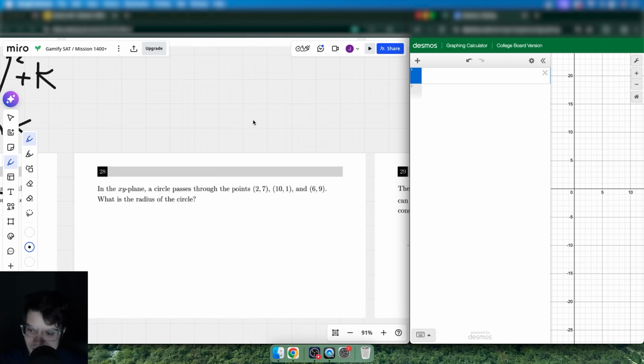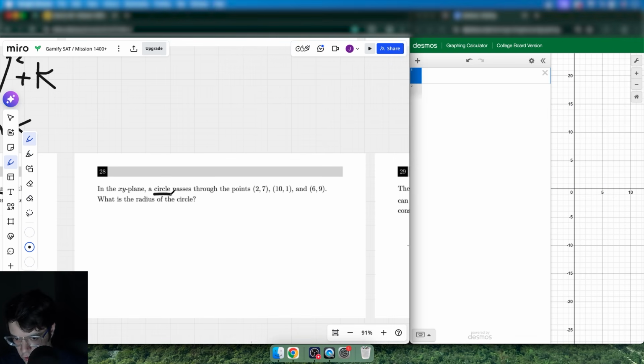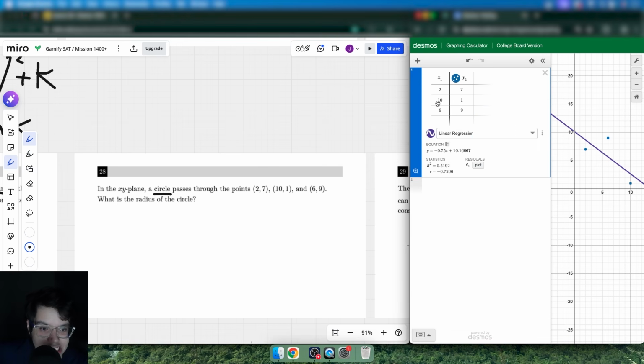Sometimes that happens. Another time they force you to do it manually is if they have a circle here. So they have a circle passing through these points. Let me go ahead and do that. The thing with this is we just don't have an option to choose circle as one of the things here. If we did, we could just go for that, but we don't have that option.